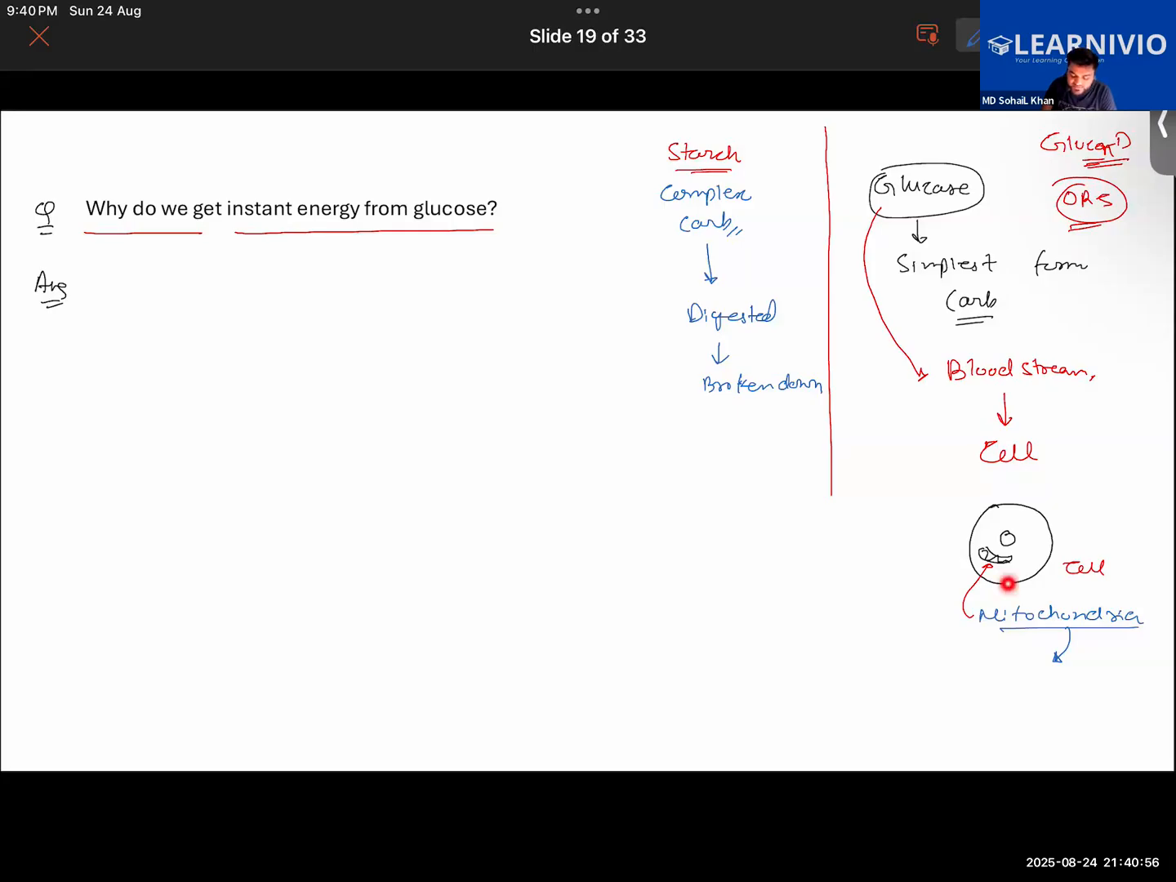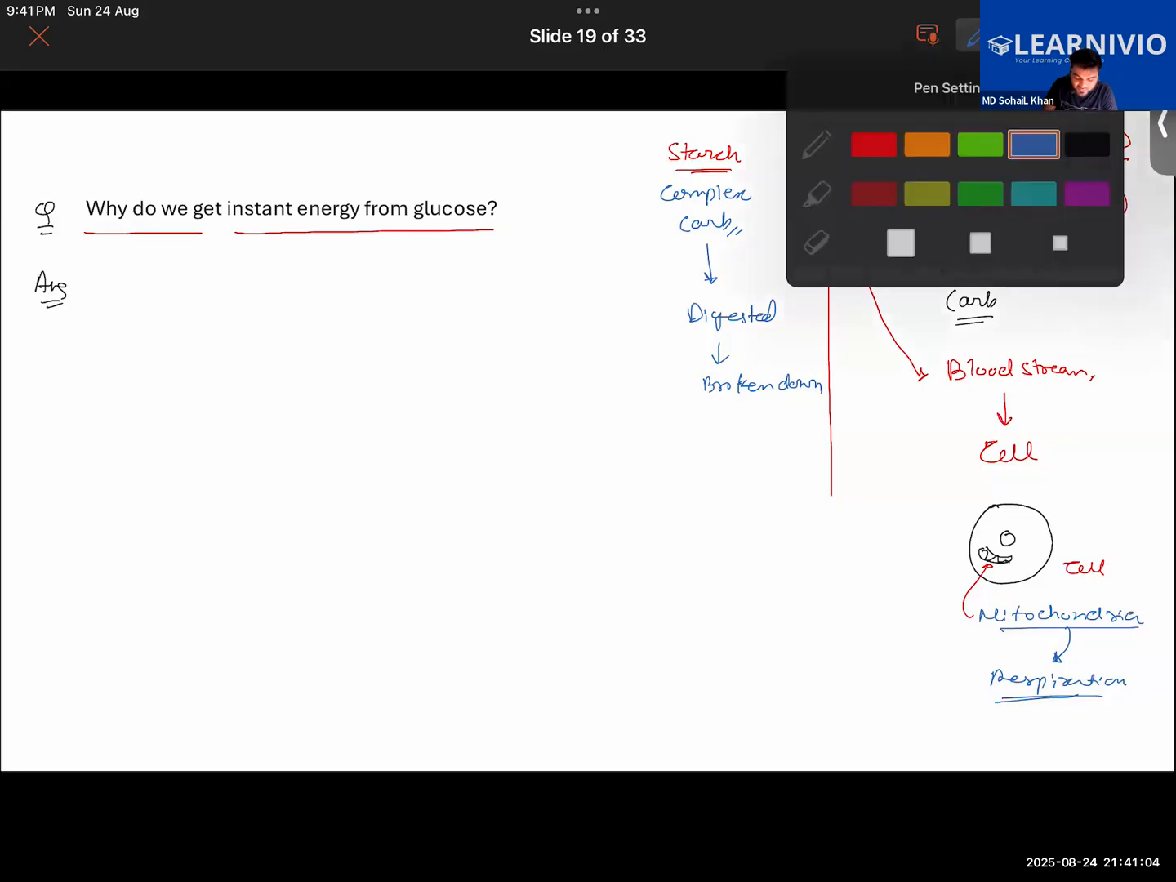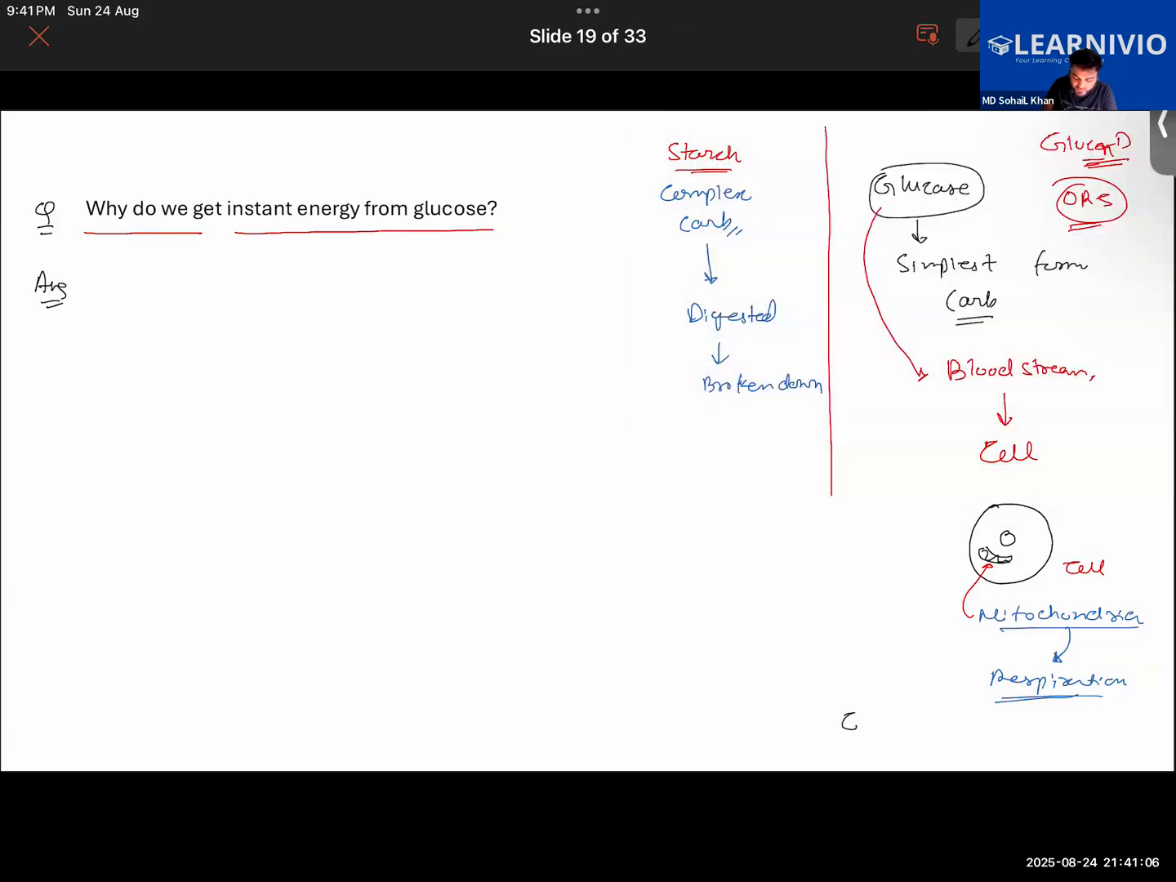So what happens in the cell? We have a structure called mitochondria in which respiration happens. Everyone knows about respiration now, right? And in respiration, what basically happens? The glucose is broken down with the help of oxygen. Further, it is broken down, and then we get energy and we get carbon dioxide and water from this. Getting it now?